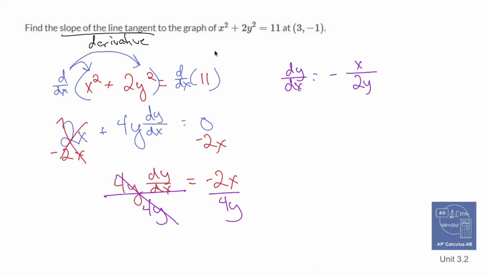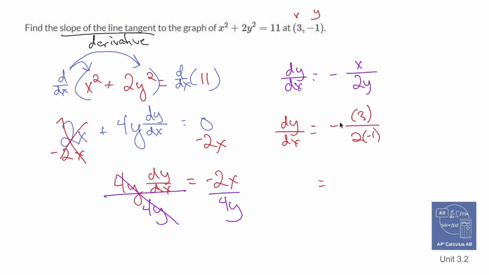However, I haven't plugged in my value yet. So if you're an x and you're a y, me finding the slope of the tangent line at that point is going to be negative x, which is 3, over 2 times y, which is negative 1.